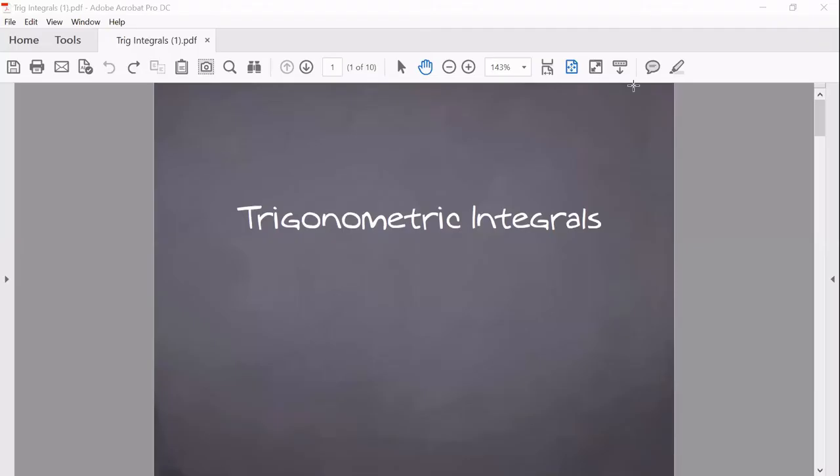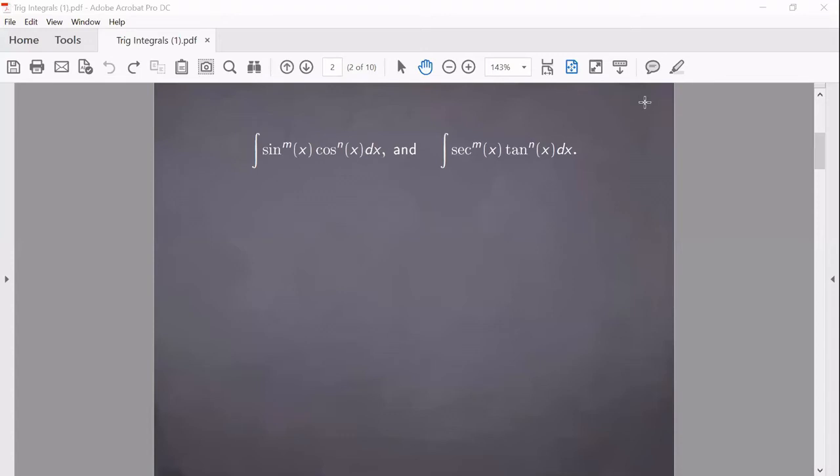In this video, we're going to learn a method for evaluating trigonometric integrals. More specifically, we're going to look at integrals that involve powers of sine and cosine and powers of secant and tangent. To evaluate these integrals, we don't need a new technique. We can simply apply a u-substitution and make use of several trig identities.